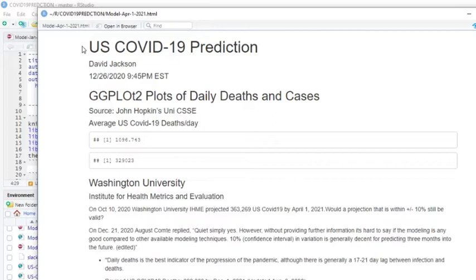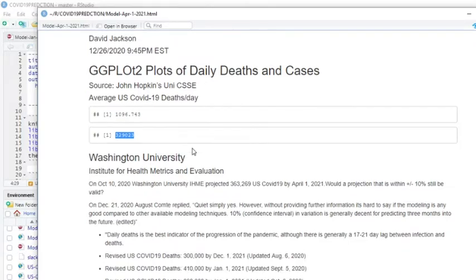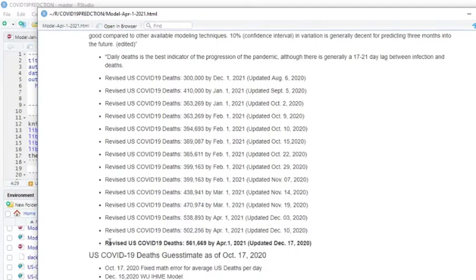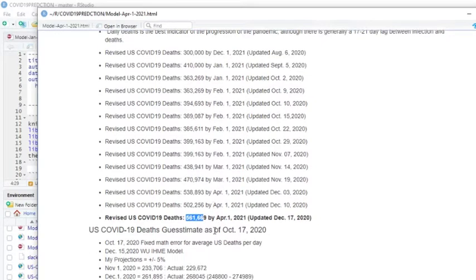Because what we see here is that the measures we are taking is working. Okay, if the measures we're taking weren't working, the deaths would not be as low as it is overall. It's still well below predicted values. Okay, so once again, just to make it clear, the U.S. is currently averaging 1,096 deaths per day. Currently at 329,000 deaths total. You can see Washington University's latest prediction as of December 17th is 561,669 deaths by April 1st.